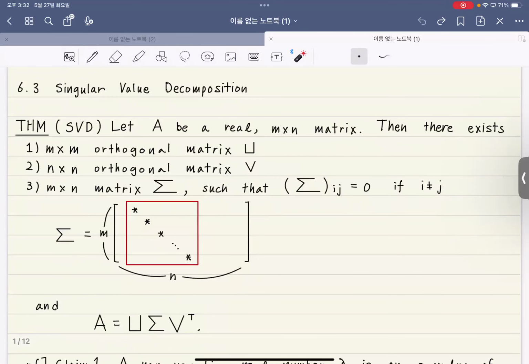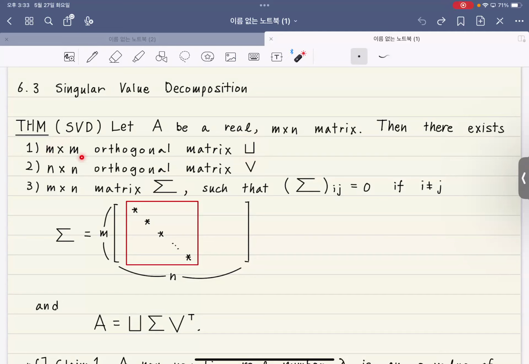I will try to explain this theorem. This is the biggest theorem in today's lecture, the SVD, which is short for singular value decomposition. Let A be a real m by n matrix. Matrix A may not be a square matrix; it could be a matrix of any dimension. And you can find three matrices, U, V, and sigma, satisfying these properties.